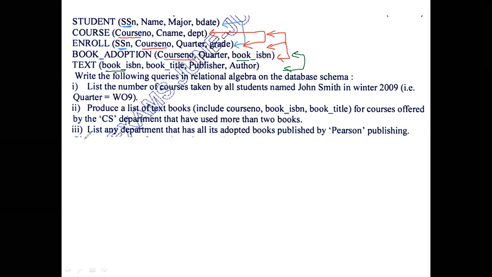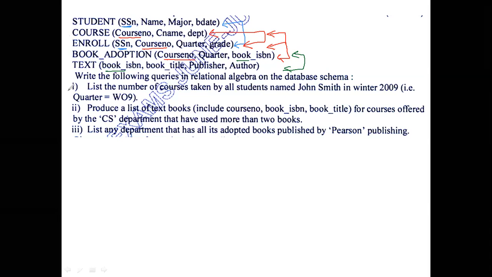Student name is present in the student table, whereas the course details are present in the course table. And in order to establish a relationship between the student and the course, we have to use the table enroll. So three tables are required. Here, whether we need the course name and department also, or just course number is sufficient, that we need to decide. If course number is sufficient, then we can do the task with only two tables. If we need course name also, then three tables are required.